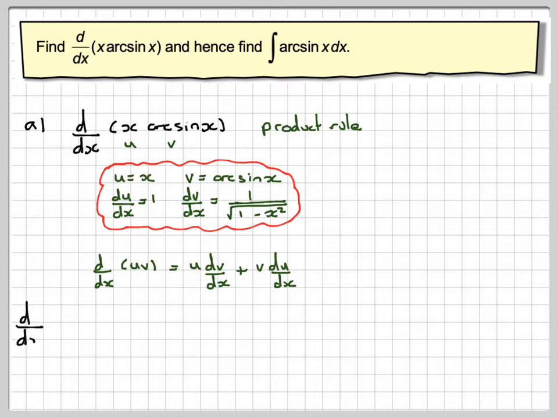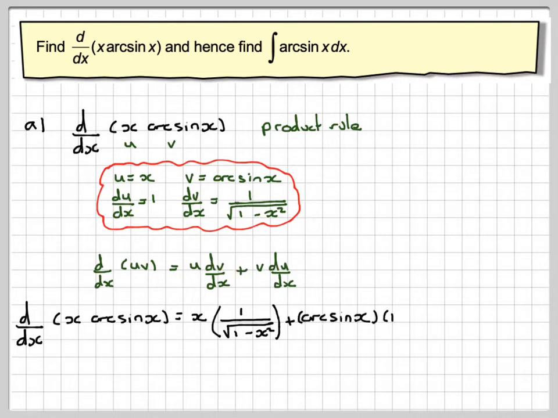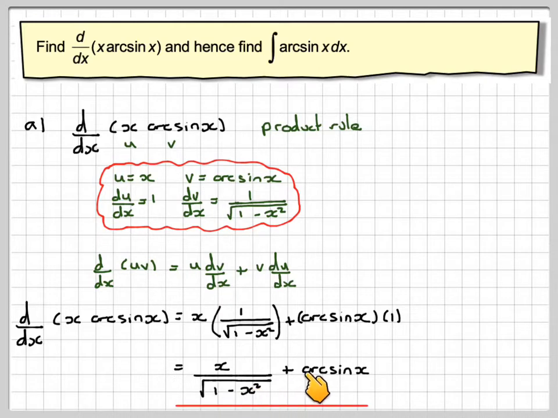So substituting in, we're going to get d dx of x arc sine x. Notice my correct use of notation as I go throughout. Is equal to u, x, times dv by dx, which is that, putting everything into brackets, plus v, which is arc sine x, times du by dx, which is 1. Okay, and that will just come down to being x over the square root of 1 minus x squared plus arc sine x. Now I could put this over a common denominator, but that might not help me do the next bit, because notice here I've got an arc sine, and this is what I need to be able to find.